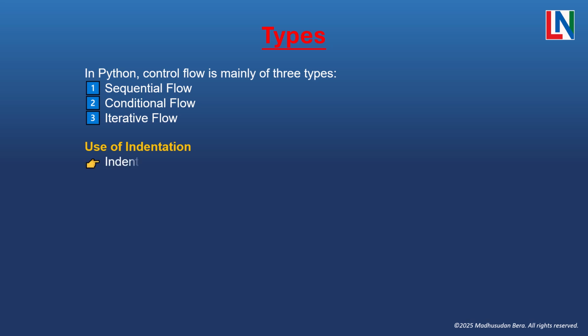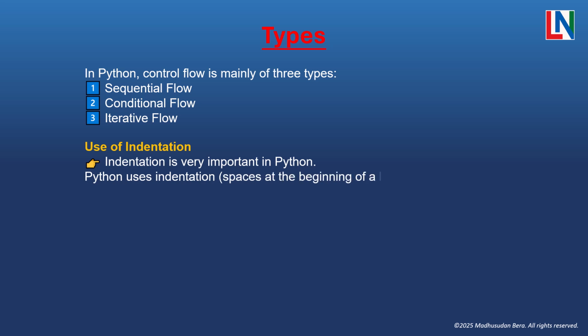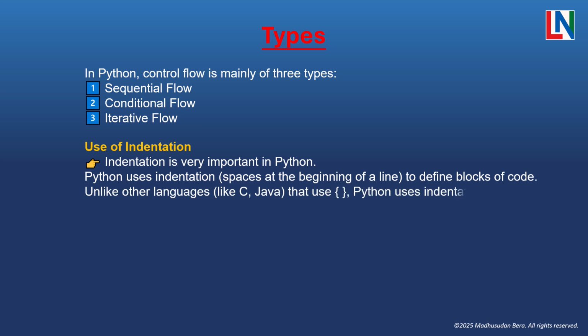Use of indentation. Indentation is very important in Python. Python uses indentation, spaces at the beginning of a line, to define blocks of code. Unlike other languages like C and Java that use curly braces, Python uses indentation. For example, if 5 > 2: print("5 is greater"). Here indentation or space is already given before the print statement.